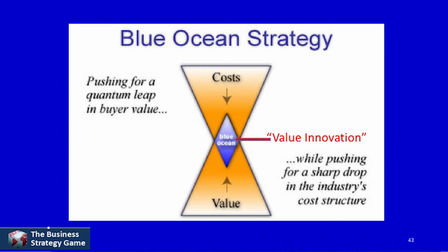The same place where the triangles in this case cross is what they call value innovation, and they build the case that this is something that can't easily be taken away once you've developed it.